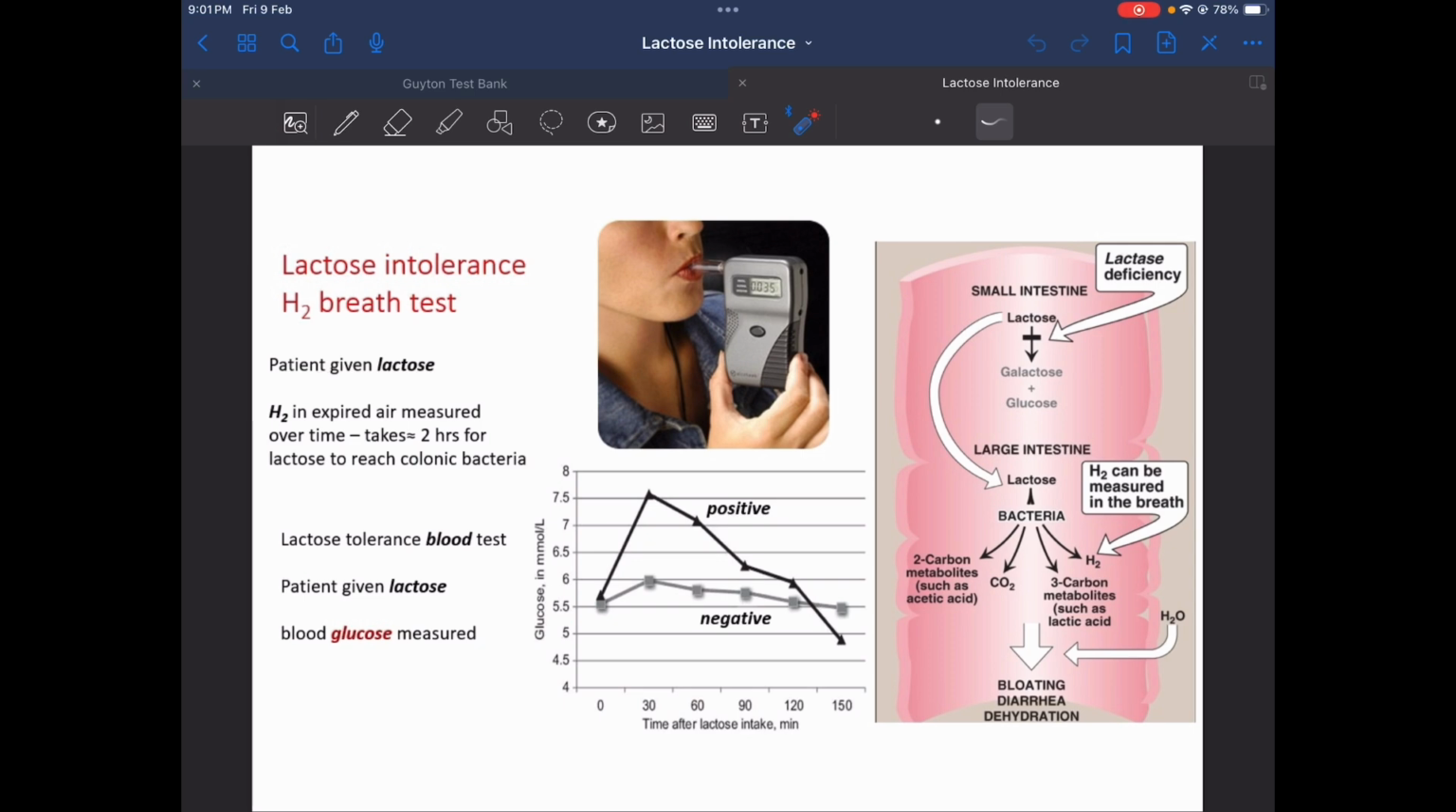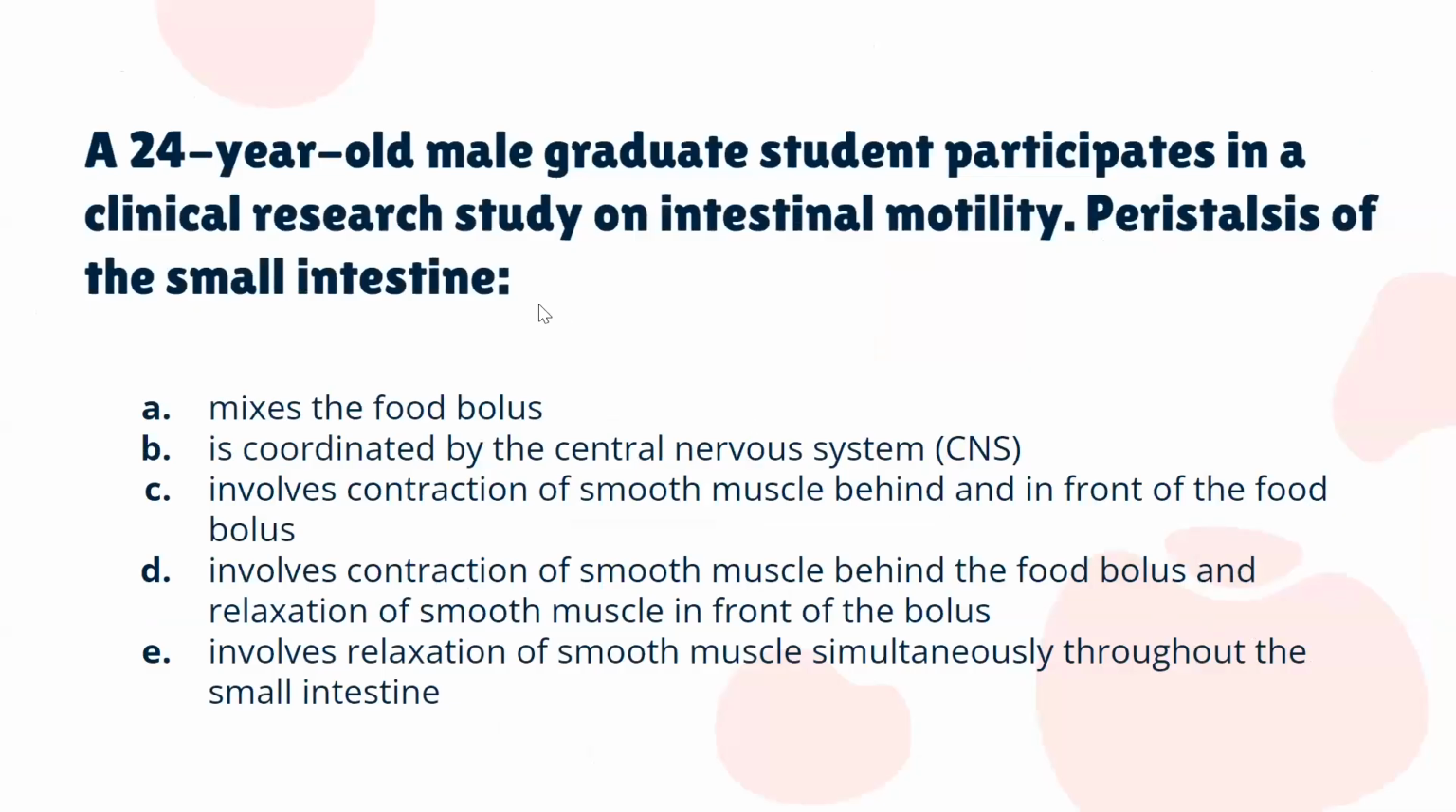Good luck. Okay, we're almost done. I think we have 2 more questions left. A 24-year-old male graduate student participates in the clinical research study on intestinal motility. Peristalsis of the small intestine mixes the food bolus, is coordinated by the CNS, involves contraction in front and behind the bolus, involves contraction behind and then relaxation in front of the bolus, or involves relaxation of the smooth muscle simultaneously throughout the small intestine. What do you guys think this is?